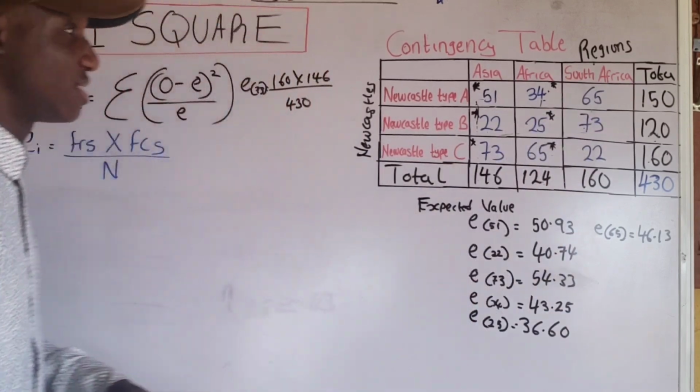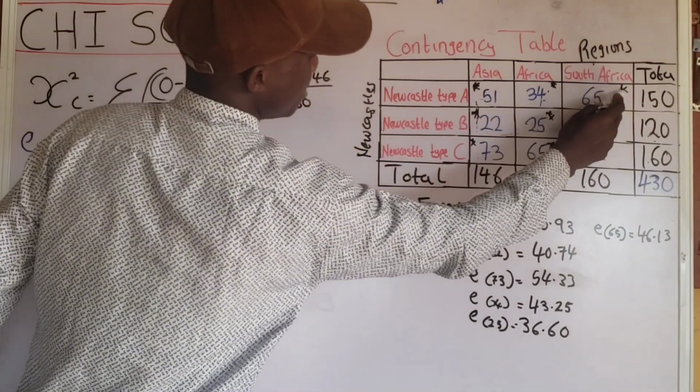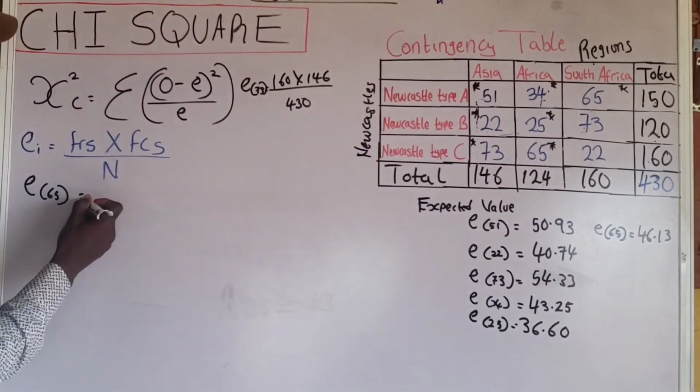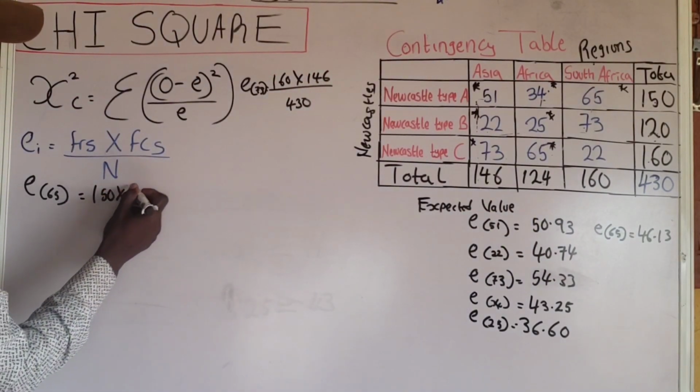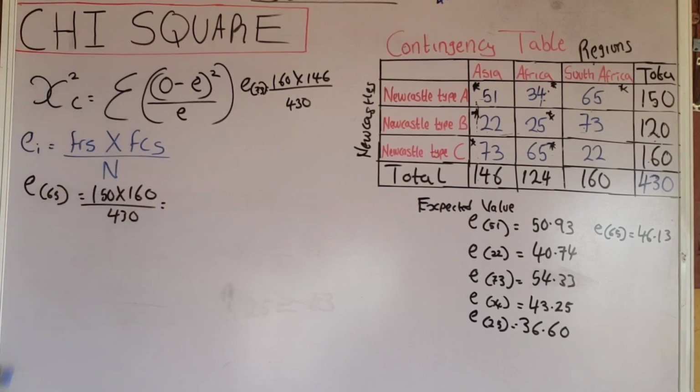The expected value of 65 for this place is 46.13. It doesn't mean that you are still going to have the same value for here. In fact, let us try it. The expected value for 65, we are here now, okay? This is where we are. That will be 150 times 160 all over 430. Now 150 times 160 divided by 430.